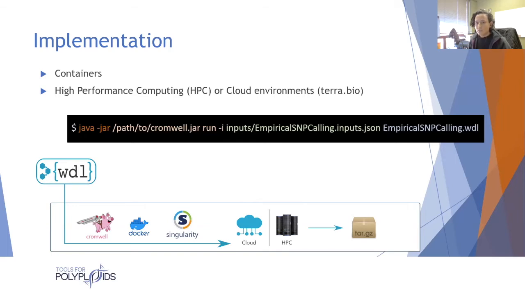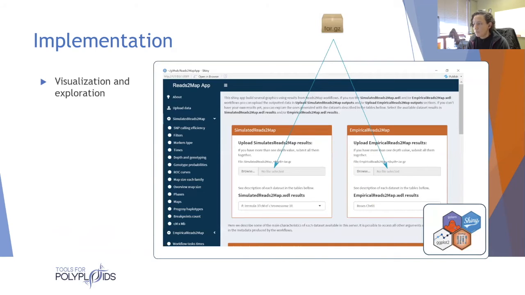And all the intermediary files will be available, but I made the workflows to output a compressed file. And this compressed file, a single file, can be uploaded in a Shiny app. And yes, I like Shiny apps. And I have here a spot for the results for the simulated workflow, and this is for the empirical workflow. So you just upload here, and you can see and access several diagnostic graphics of the maps built.